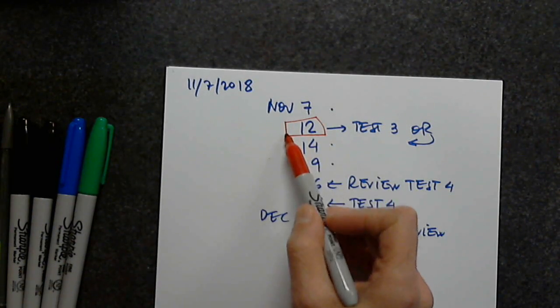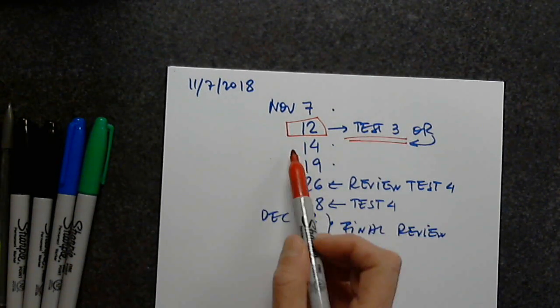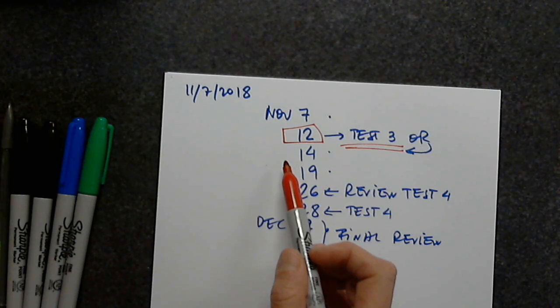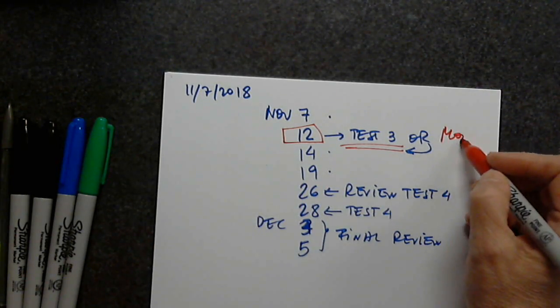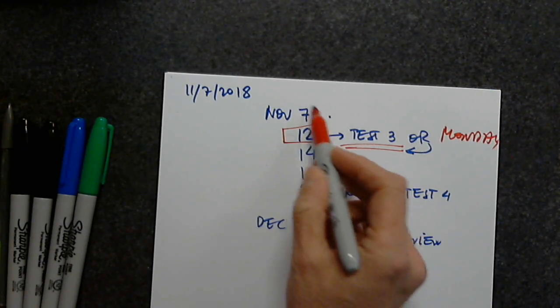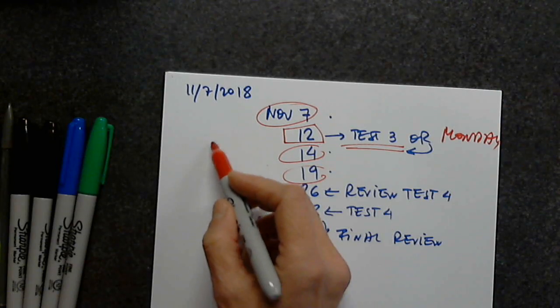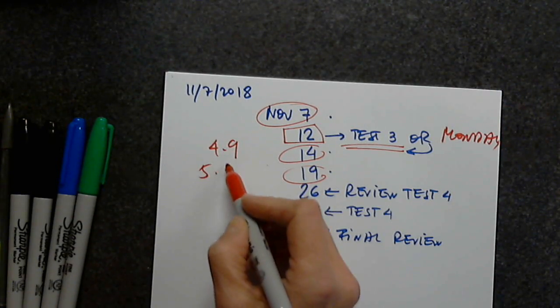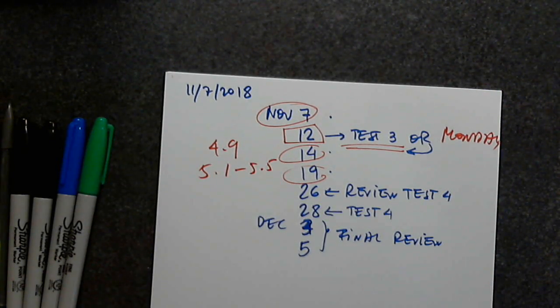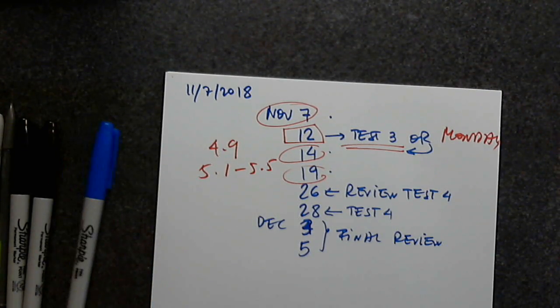Then test 3 is going to be on the 12th? Yes, Monday. Okay, Monday. That gives us today, the 14th and the 19th to finish 4.9, 5.1 through 5.5. So 6 more sections in 3 meetings. Okay, we'll give it a shot.